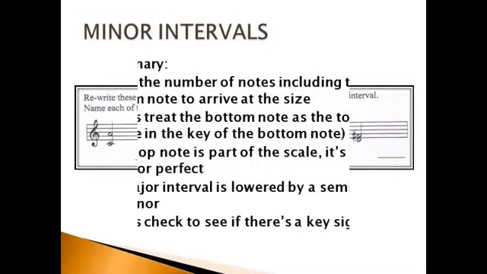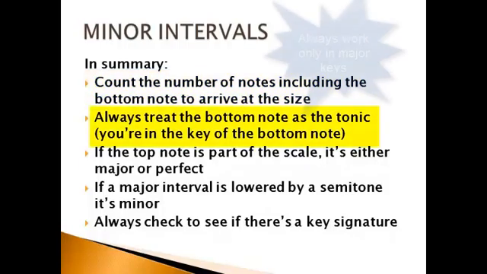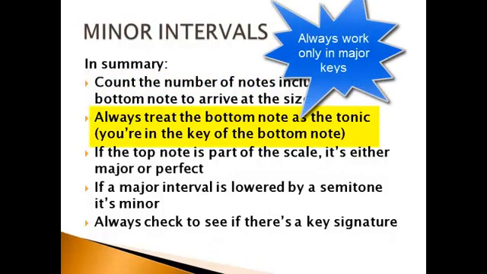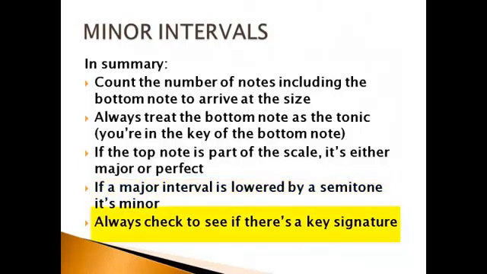So just to sum up everything, remember that you always must decide the size of the interval by counting the number of notes, including the bottom and the top note, to arrive at the size. Always treat the bottom note as the tonic. You're in the key of that bottom note. If the top note is part of the scale, then it's major or it's perfect. If a major interval is lowered by a semitone, it's a minor. Always check to see if there's a key signature written, and if there is, how it affects the notes that you're looking at.